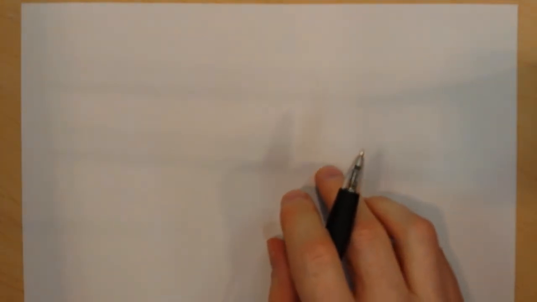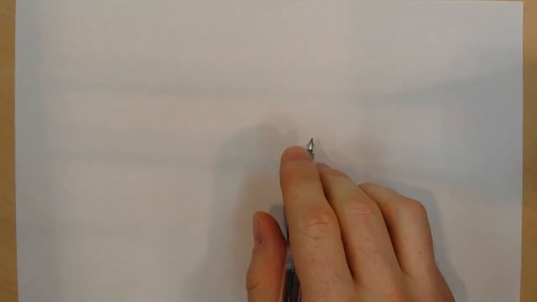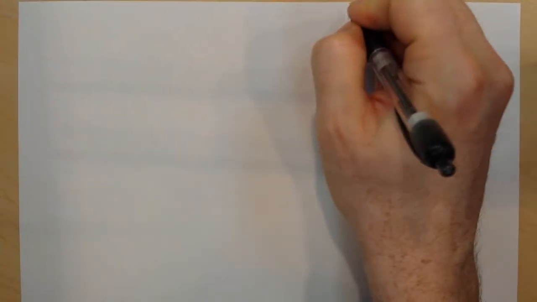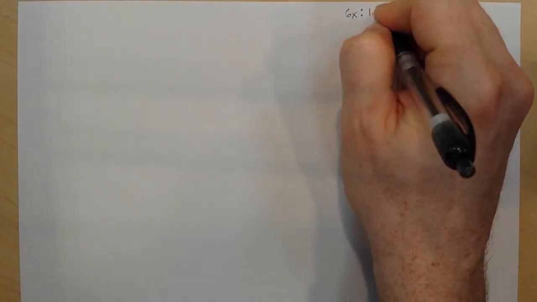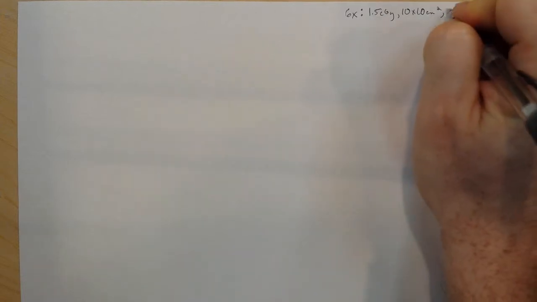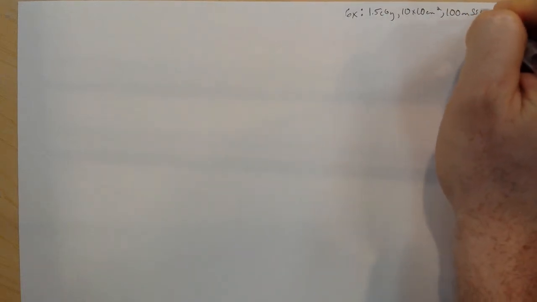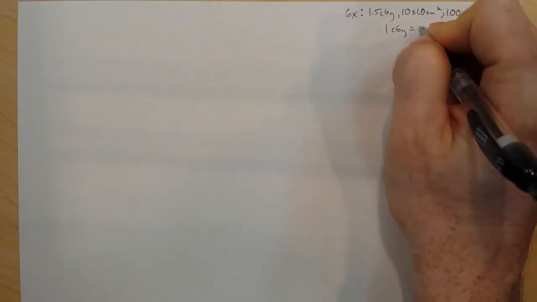The first thing that we need to talk about before we do any examples is how the machine is calibrated. The machine that we're going to be using, 6X, is going to be calibrated at 1.5 centimeters deep for a 10 by 10 centimeter squared field size at 100 centimeter SSD. It's going to deliver 1 centigray equals 1 MU. That's how our machine is going to be calibrated.